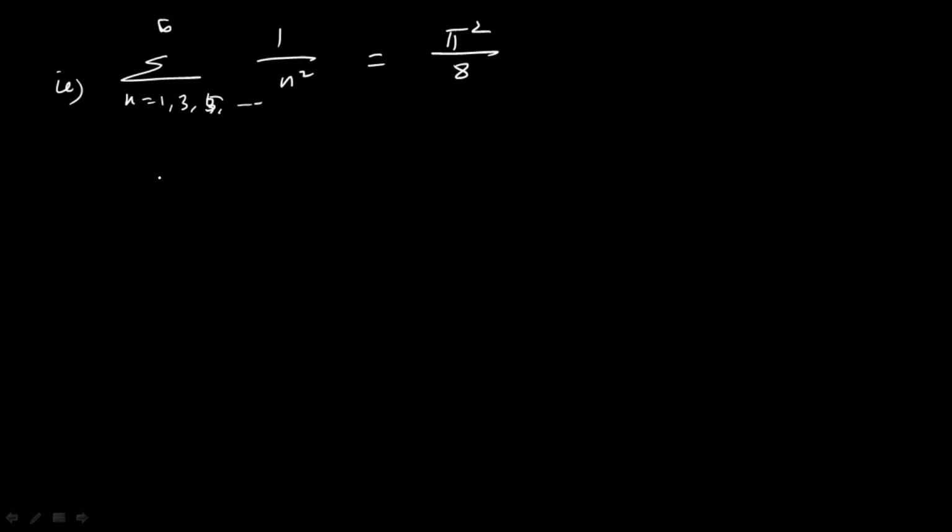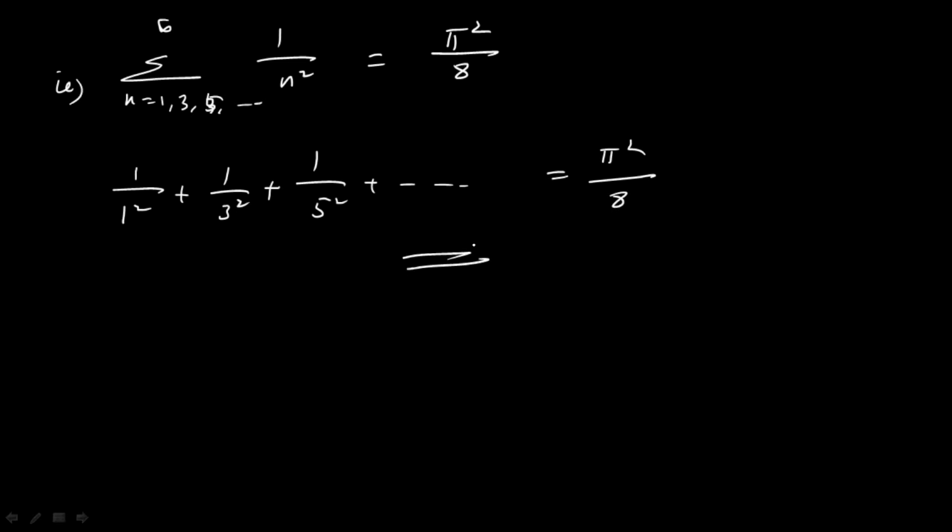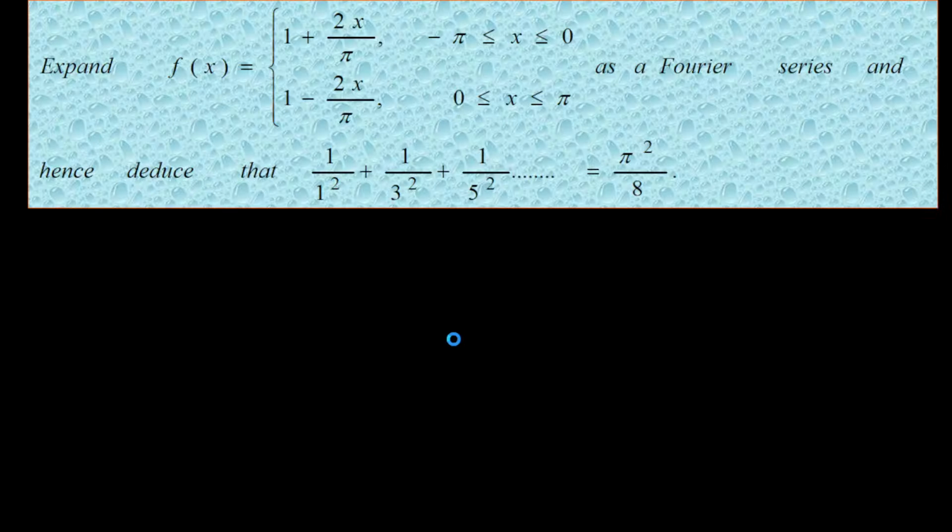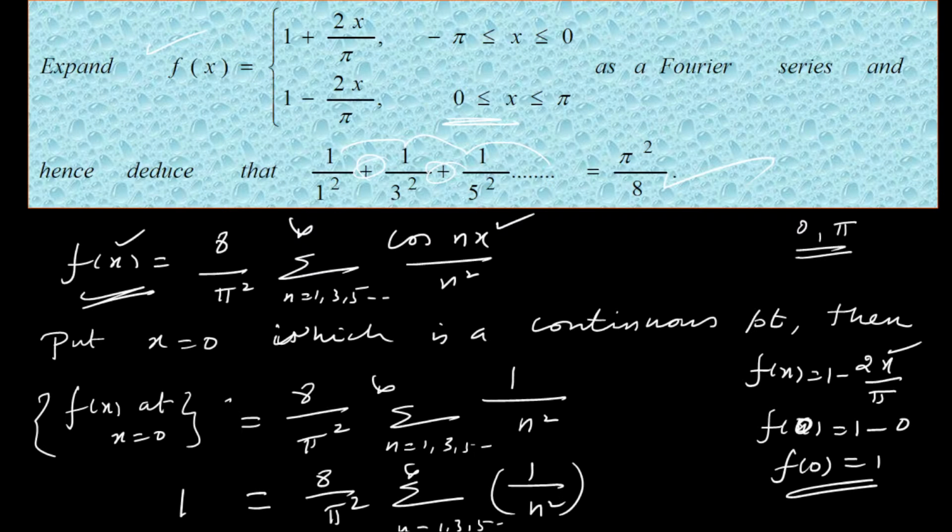So expand this series by substituting n equal to 1, 3, 5, what do you get? 1 by 1 square plus 1 by 3 square plus 1 by 5 square and so on, that is equal to pi square by 8. So this is the series we have deduced, isn't it? That also coincides with the series given in the problem.